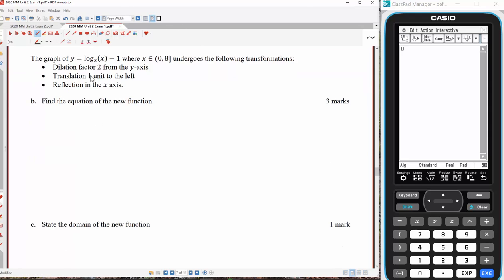Okay, the graph of that undergoes those transformations. So probably best go with the mapping or function if you know it. Dilation by factor of 2 from the y-axis changes x, y to 2x, y. 1 unit to the left, 2x take 1. Reflection in the x-axis changes y.